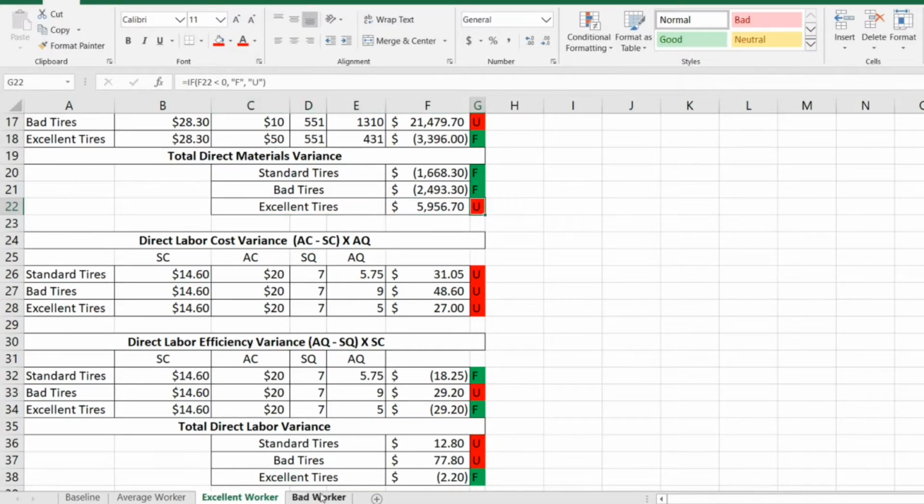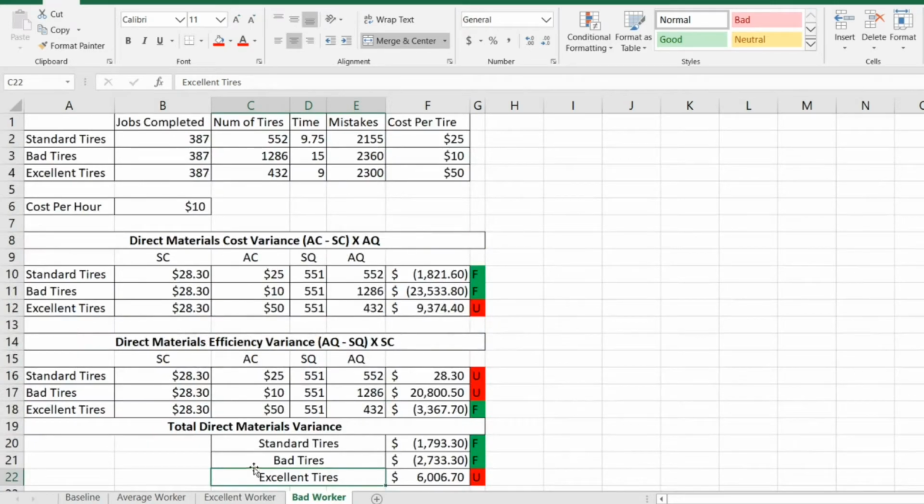The other thing that the bad worker beats the excellent worker at is the total direct labor variance, which for standard tires, the excellent worker only gets $12.80 unfavorable, whereas the bad worker gets a $4.70 favorable, and the excellent worker has a 77 unfavorable on bad tires, and the bad worker only has a $47 unfavorable outcome for bad tires. I guess it shouldn't surprise me because the bad worker only makes $10 an hour, whereas the excellent worker makes twice that. However, I thought for sure with the number of mistakes the bad worker made, for example, he made over 2,000 mistakes on every work day, where the excellent worker only made 82 mistakes. It shows that the dollars made per hour ended up being the biggest factor in how the production of this tire shop worked.